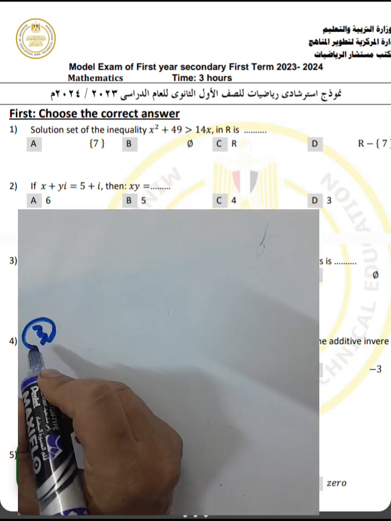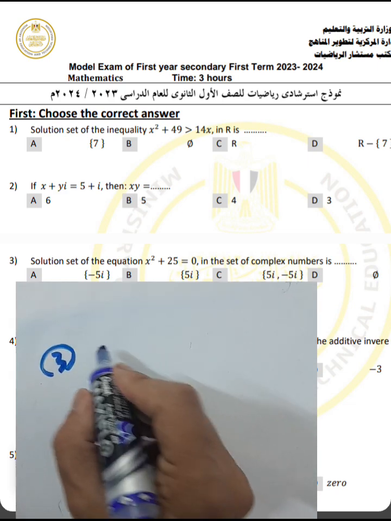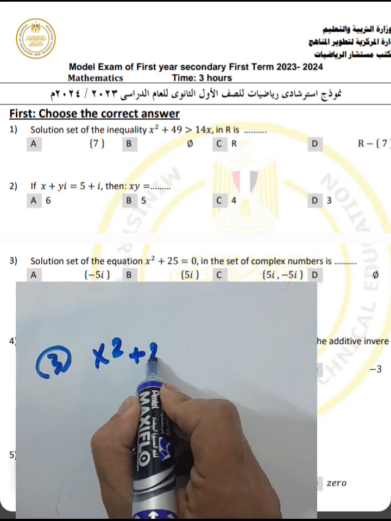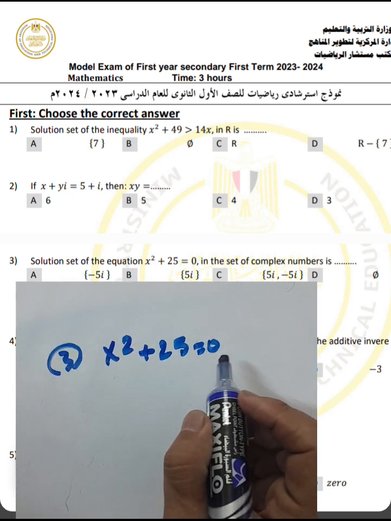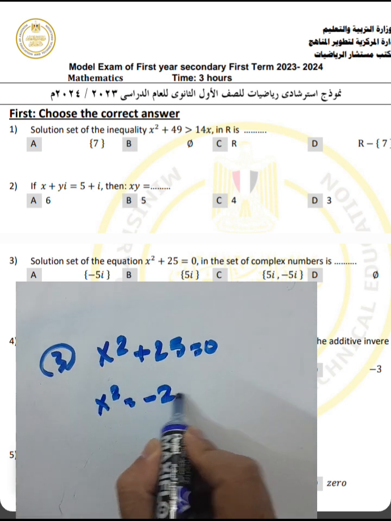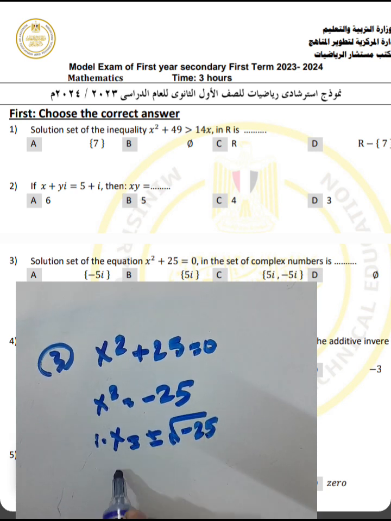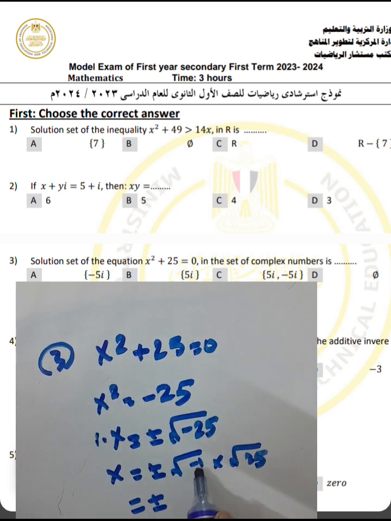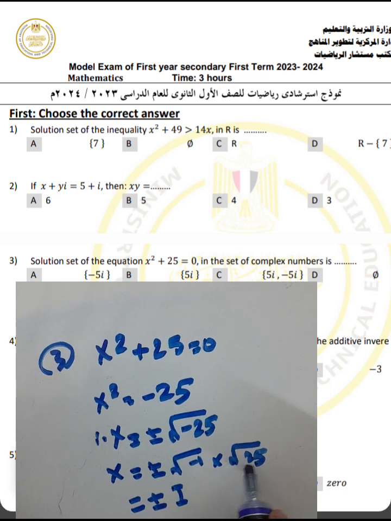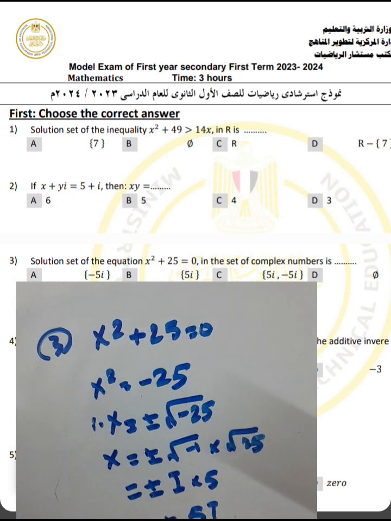Question number 3. Solution set of the equation x power 2 plus 25 equals 0. In the set of complex numbers, we can write x power 2 will be negative 25, and then x will be positive or negative square root of negative 25. Then x will be positive or negative square root of negative 1 times square root of 25, right? Square root of negative 1 will be i. Square root of 25 will be 5. Then the result will be positive or negative 5i.